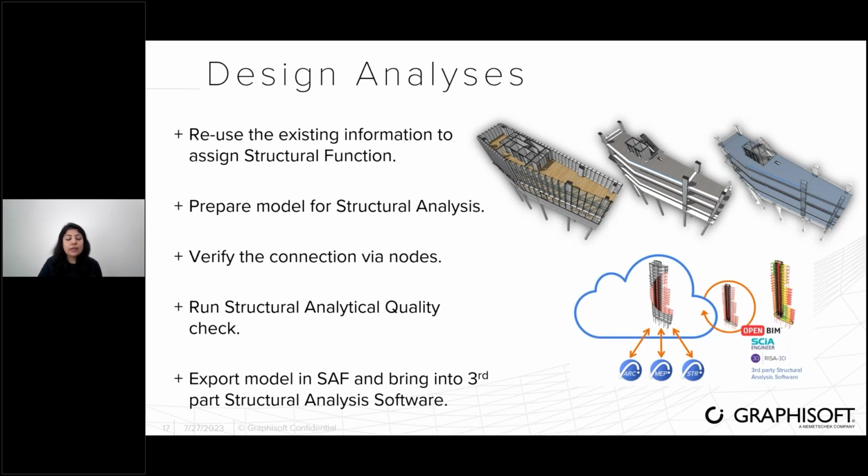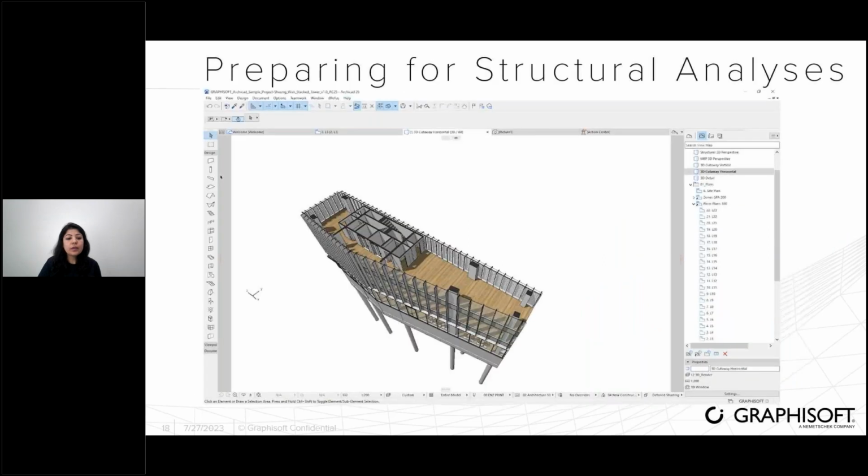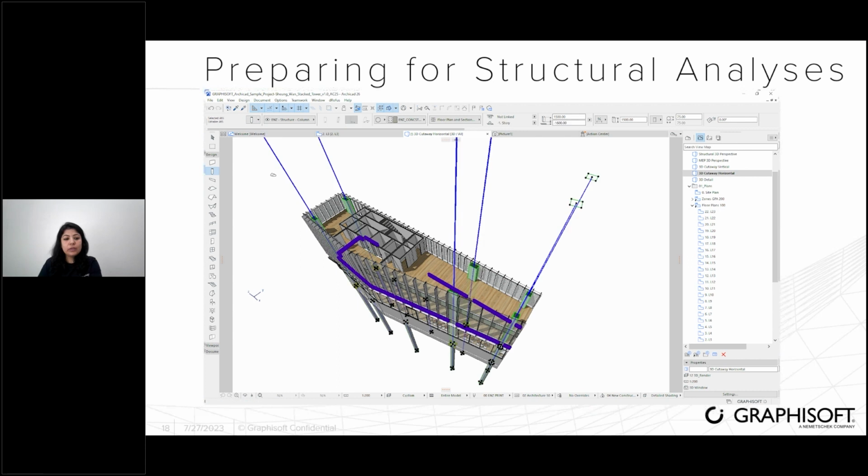Within the structural analytical tool, you will be able to verify your connections via nodes and also do a quality check for your structural analytical model. And then finally, you can export the structural model as SAF and bring it into third-party structural analysis software like SCIA, RISA, and so on. Now here I have a video of how to go about this.